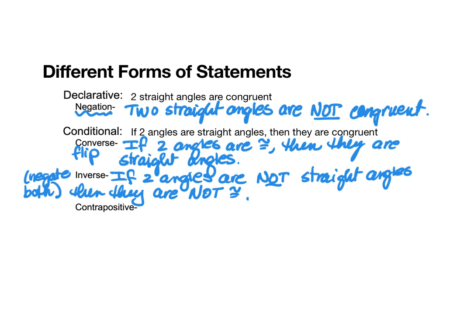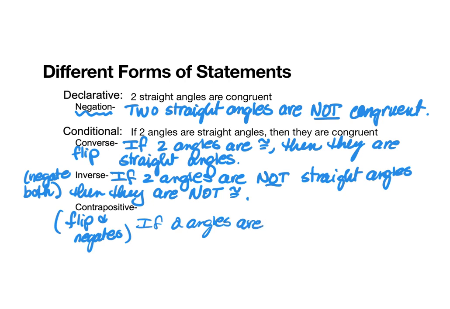The contrapositive flips and negates. Okay, so I'm going to look at my converse and I'm going to negate each of those. Flip it, negate. So if two angles are not congruent, then they are not straight angles.